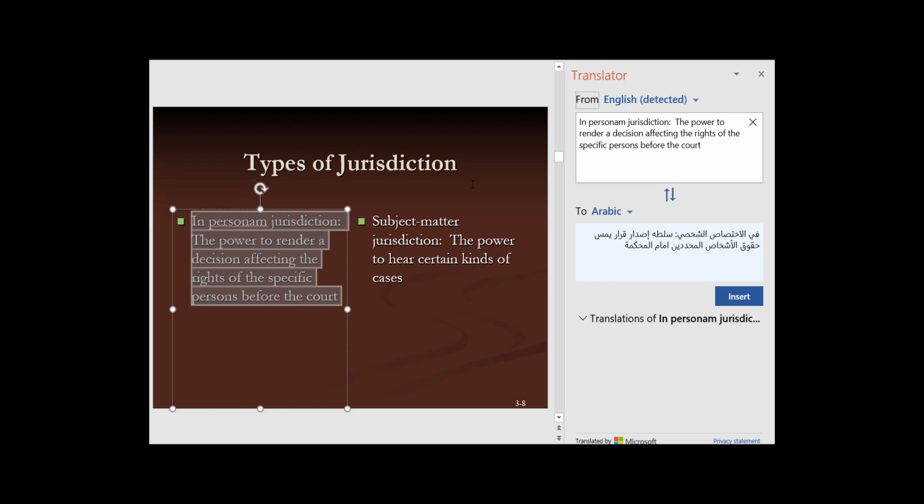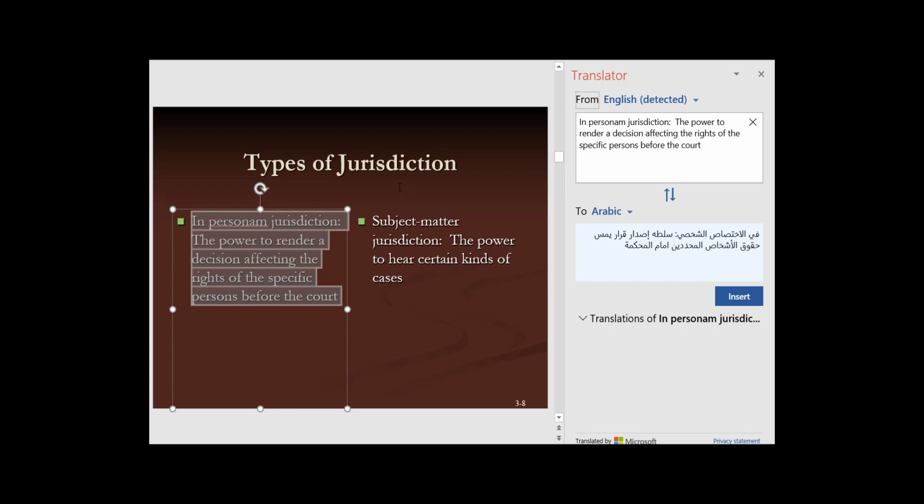That's in personam. So if you don't serve someone properly, we talked about that, and that's going to be part of the question, I think, then that person is not going to be in court, and that person cannot be sued. So in personam means that both people have to be under the power of the court.